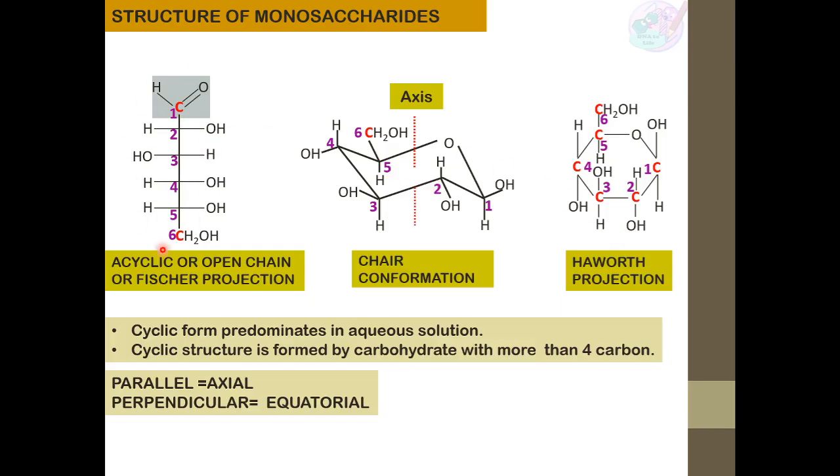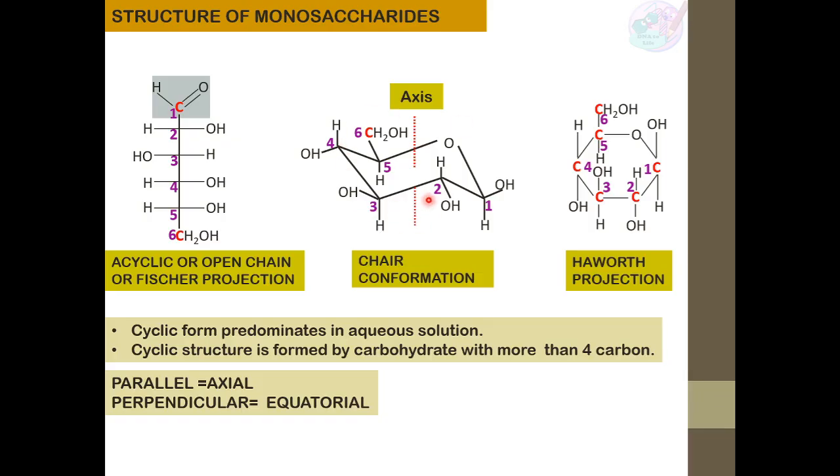This is the acyclic or open chain structure of a monosaccharide, and we draw this using the Fischer projection. This is the structure of glucose. We first place the carbonyl atom, that is the aldehyde group, then move downward and place the other carbon atoms. All these vertices represent a carbon atom, and all carbon atoms are attached to either hydrogen or hydroxyl groups on both sides. Now in aqueous solution, sugars prefer to be in their 3D chair conformation.